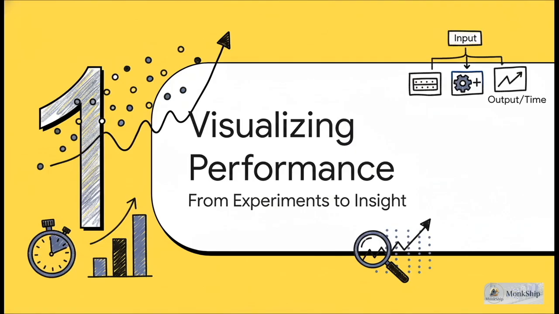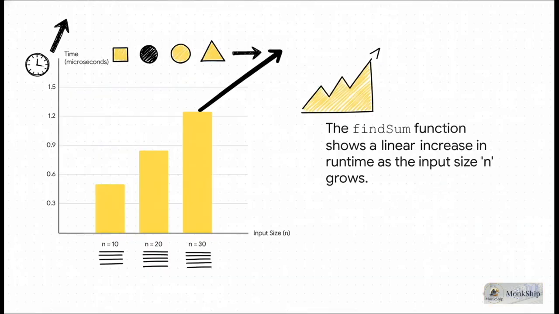So instead of just talking about this growth, let's actually see what it looks like. I went ahead and ran our little findSum function a bunch of times with different sized inputs, and I timed every single run. And check this out. Here are the results. Along the bottom, you've got the number of items in the array. We'll just call that n for short. And up the side, that's the time it took.